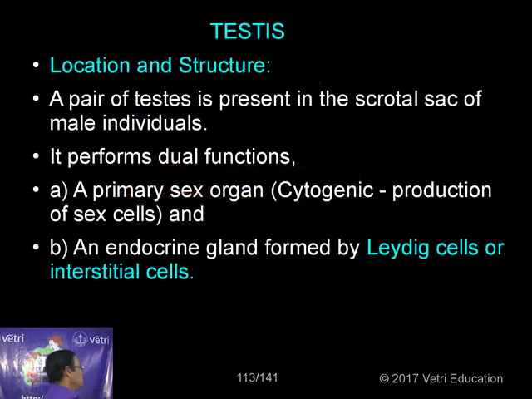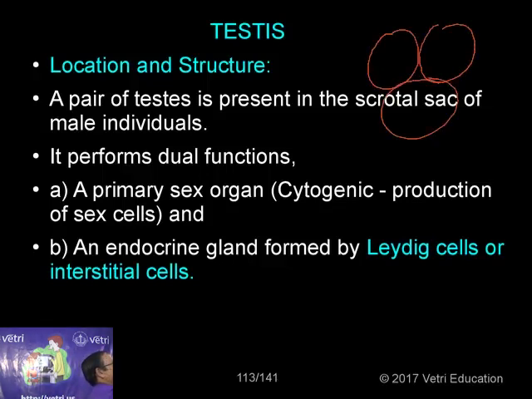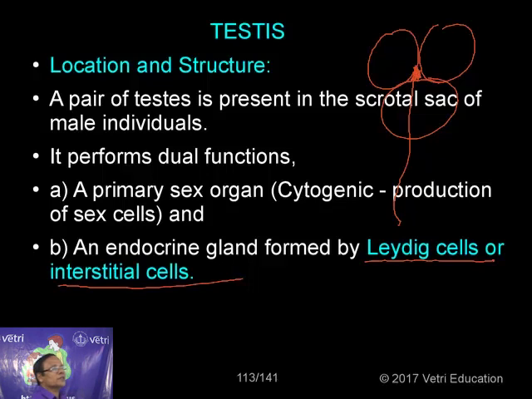Now, testes. The testes and ovaries, in addition to the cytogenic function, cytogenic function meaning production of the cells, namely the sperms and eggs, also function as endocrine glands. One, the testes. You know that a pair of testes is located in the scrotal sacs, made up of seminiferous tubules. In between the seminiferous tubules we have cells called cells of Leydig, Leydig cells or interstitial cells. The shaded ones are the Leydig cells in between the seminiferous tubules.